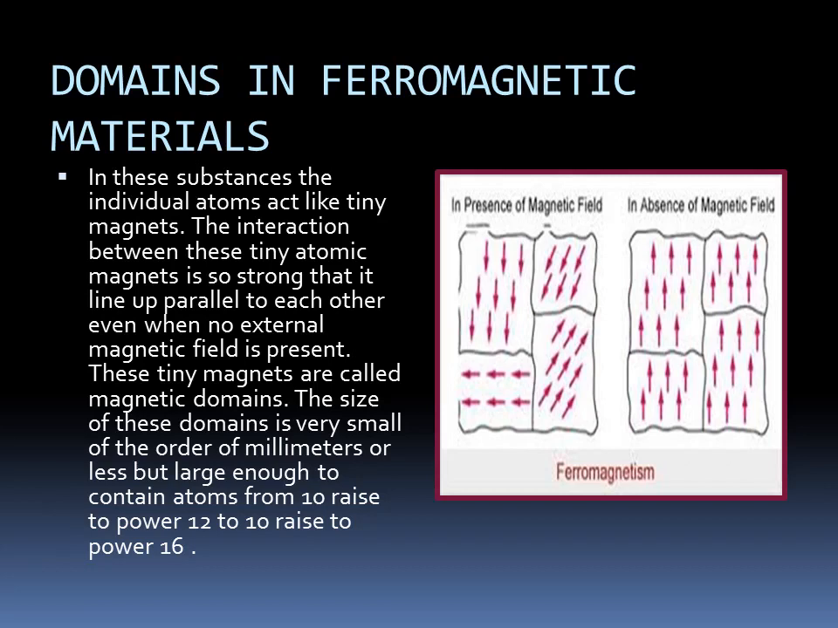Now, it's very important to discuss the concept of domains in ferromagnetic materials. In these substances, the individual atoms act like tiny magnets. The interaction between these tiny atomic magnets is so strong that they line up parallel to each other even when no external magnetic field is present, as shown in the diagram. These tiny magnets are called magnetic domains. The size of these domains is very small, of the order of millimeters or less, but large enough to contain atoms from 10 raised to power 12 to 10 raised to power 16.